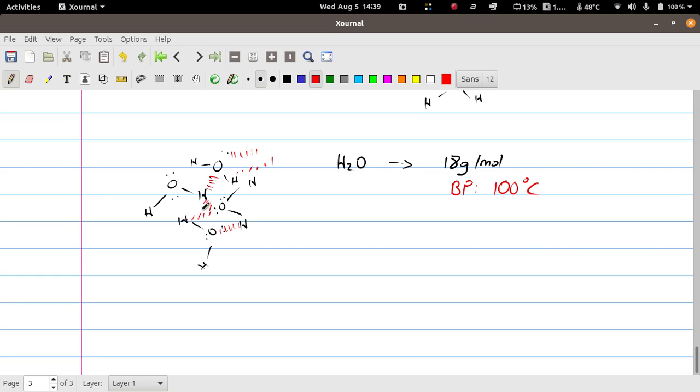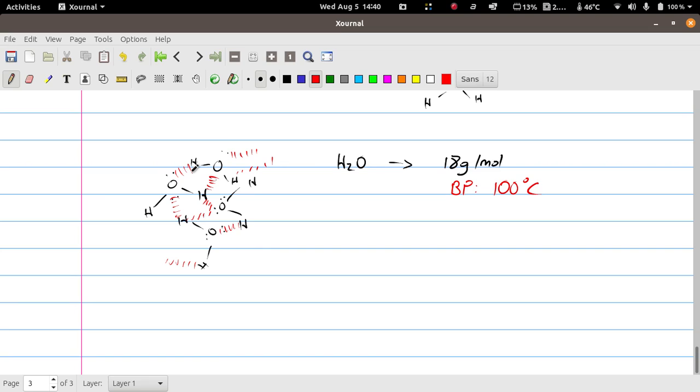But this is bonding with something. This is over here, over here. Like, it makes this little network of hydrogen bonds. And while they're not chemically bonded, the attraction is super, super strong. And that's what raises the boiling point of water to 100 degrees Celsius.